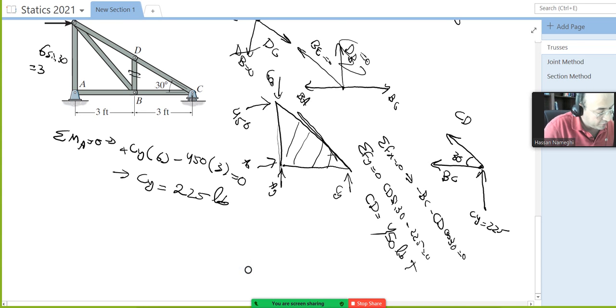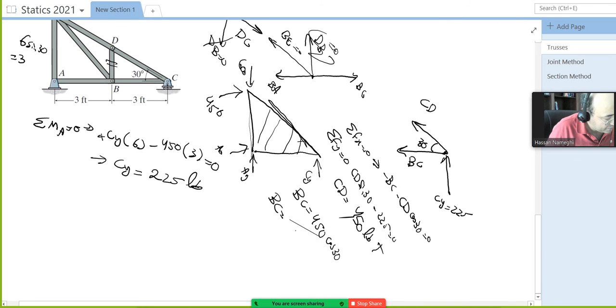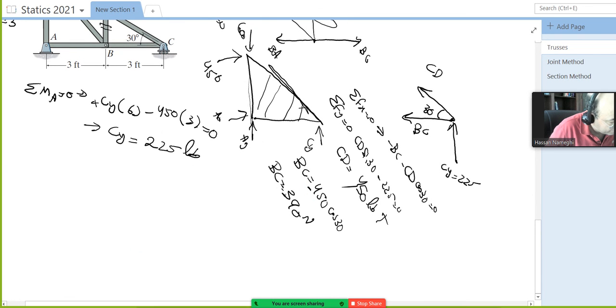Now for BC, I'm going to put it in that equation. So BC will be equal to 450, the CD was 450, right, times cosine 30. So I'm going to get BC is equal to, let me check how much this is. 450 cosine 30, I got 389. This is going to be negative, by the way. BC is negative. So this means a compression. Or we can just put it with a C. C is enough.